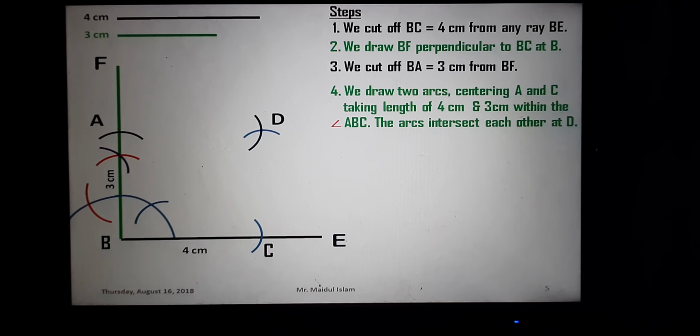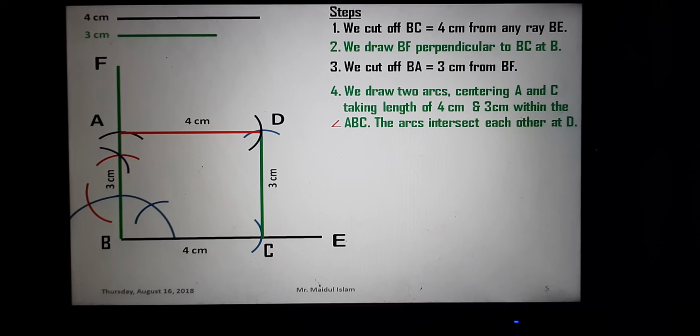Okay, now we join AD and CD. Do you know AD equal to what? AD equal to 4 centimeter and CD is equal to what? CD equal to 3 centimeter. This is the way, my dear. Like this way you can draw a rectangle.